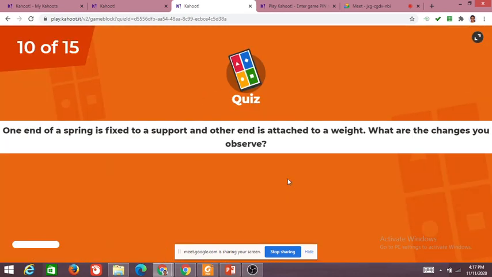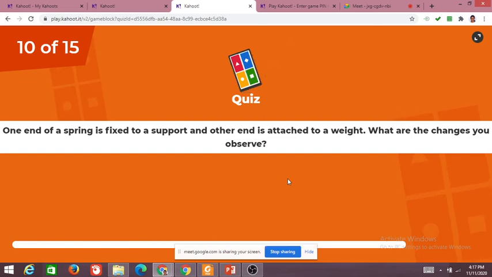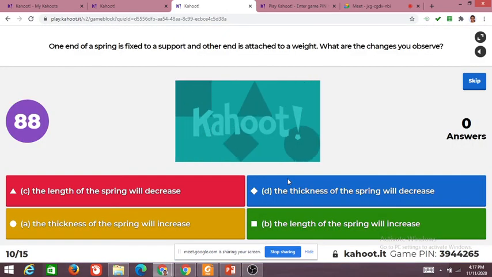One end of a spring is fixed to a support and the other end is attached to a weight. What are the changes you observe? Red, the length of the spring will decrease. Blue, the thickness of the spring will decrease. Yellow, the thickness of the spring will increase. And green, the length of the spring will increase.